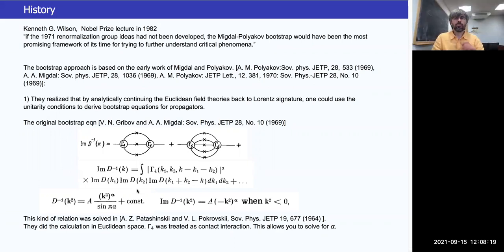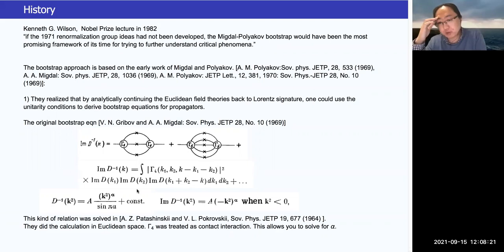So he actually did a little bit more. He was trying to basically move away from the critical points by introducing a small scale.